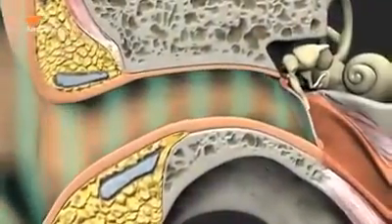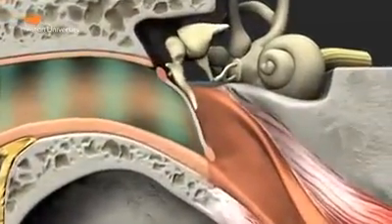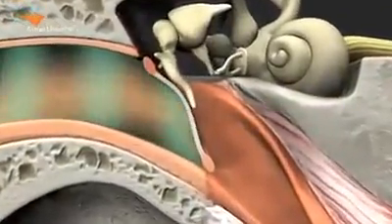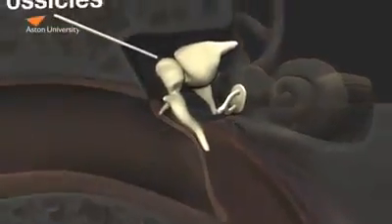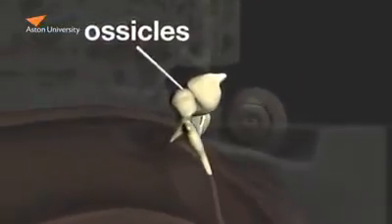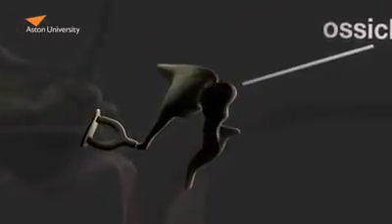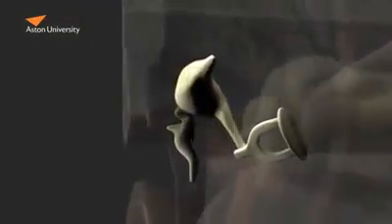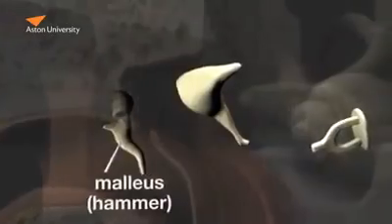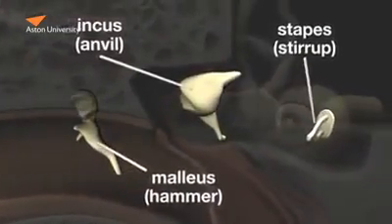Sound waves enter the ear canal and strike the tympanic membrane, setting it in motion. The louder the sound, the more the membrane moves. The middle ear also contains three small bones, known as the ossicles. These are connected in a chain across the middle ear, from the tympanic membrane to the entrance of the cochlea, called the oval window. The ossicles are called the malleus, the hammer, the incus, the anvil, and the stapes, the stirrup.